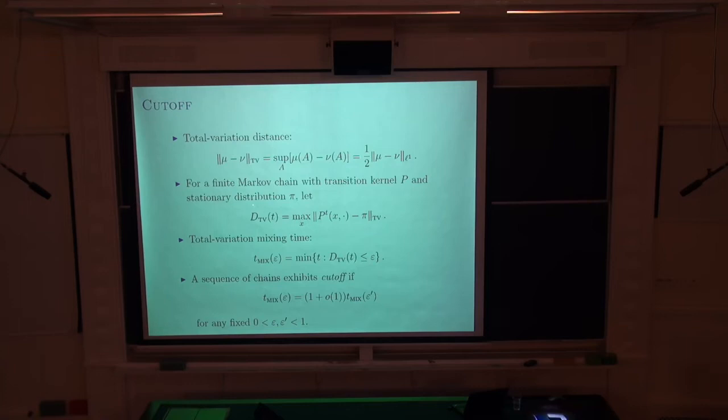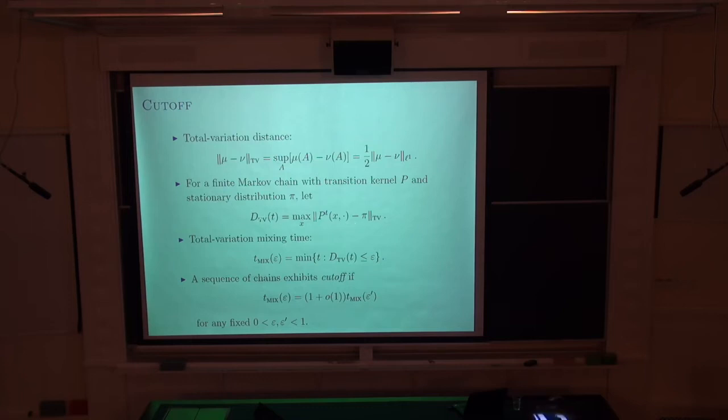And so the total variation distance at time t is the maximum over the starting point x of the distance between the distribution at time t, which is the measure you get by starting at x and running for t steps, and the stationary distribution, which in this case is just uniform. So pi is just the uniform distribution over the vertices. So we measure this total variation distance.